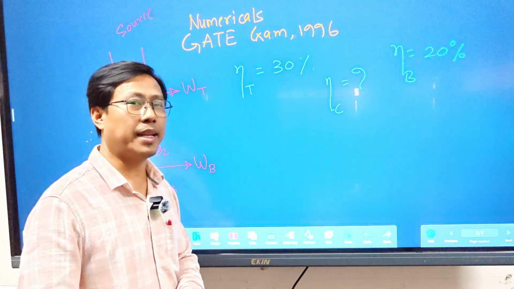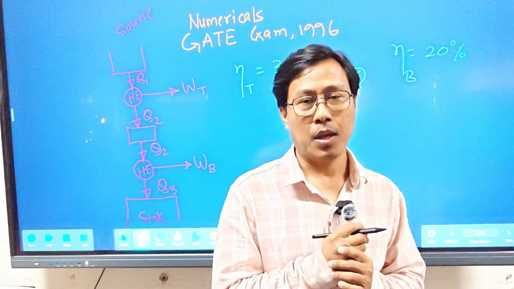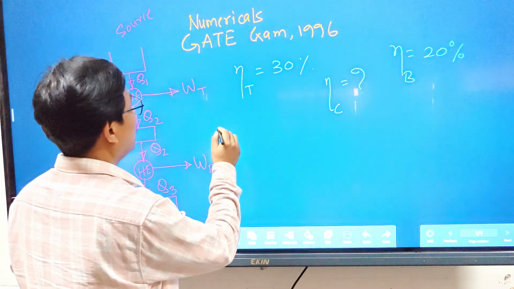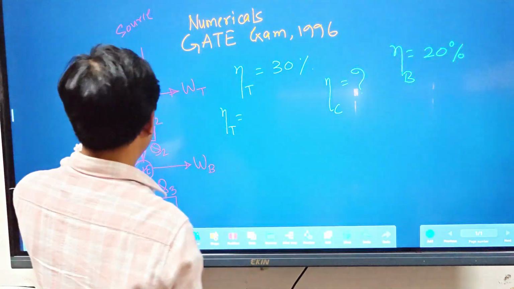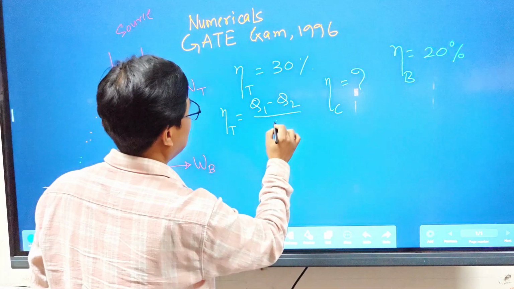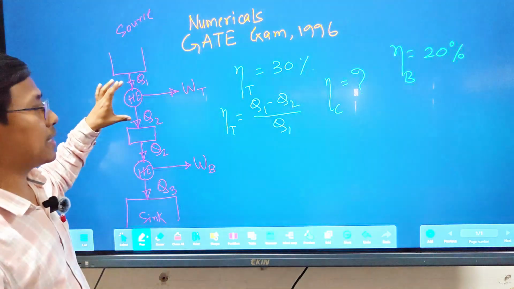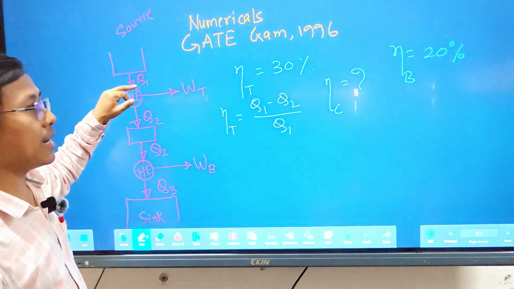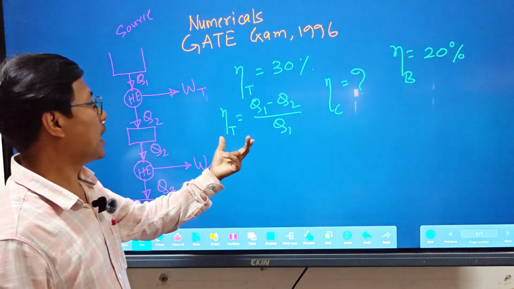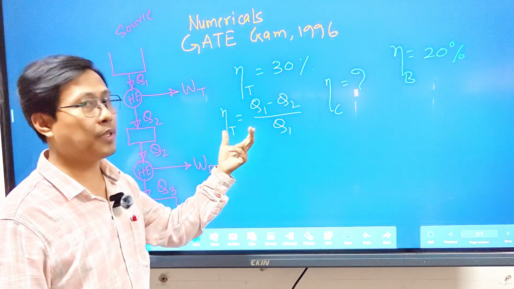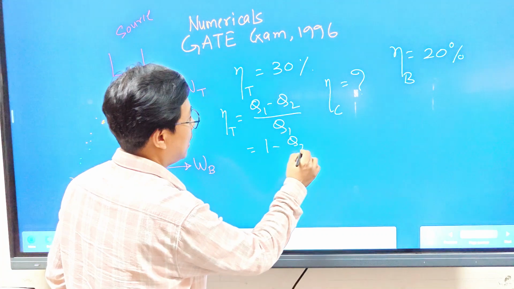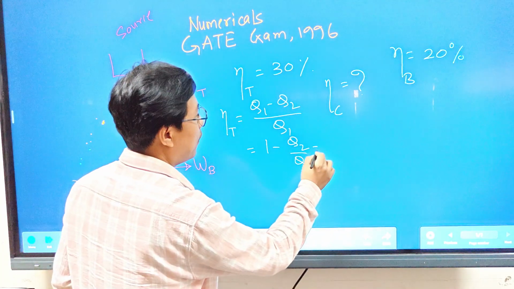Clear? To find the combined efficiency, we need to consider the first cycle and the second cycle. Considering the first heat cycle, from this block diagram we can find the efficiency equals Q1 minus Q2 divided by Q1. For the first heat cycle, heat addition equals Q1 and heat rejection equals Q2. So the efficiency is Q1 minus Q2 divided by Q1, which becomes 1 minus Q2 by Q1. Clear? And this is 30%.